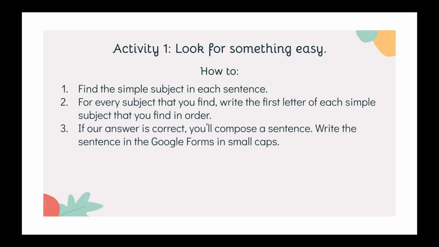Find the simple subject in each sentence, and then for every subject that you find, write the first letter of each simple subject in order. If the answer is correct, you'll have a sentence. Write the sentence in the Google Forms in small caps, no full stop. Just the words. Of course you need to give some space because it's a sentence.